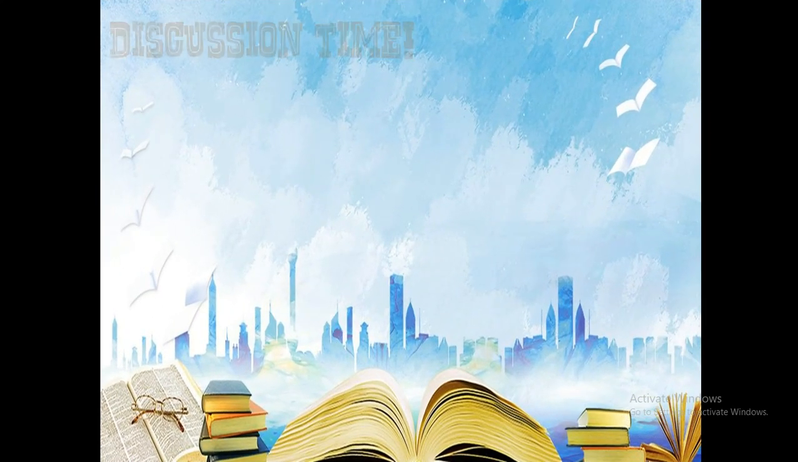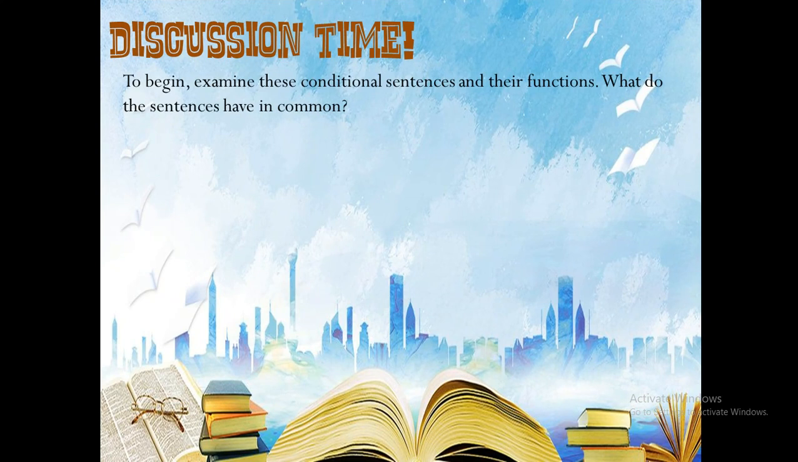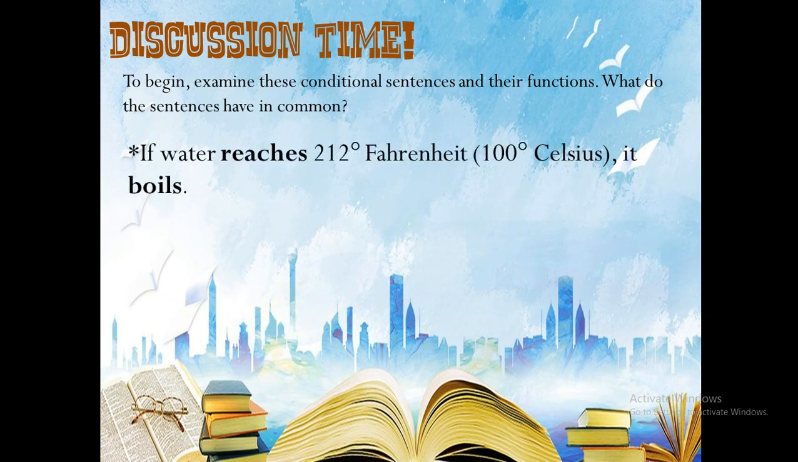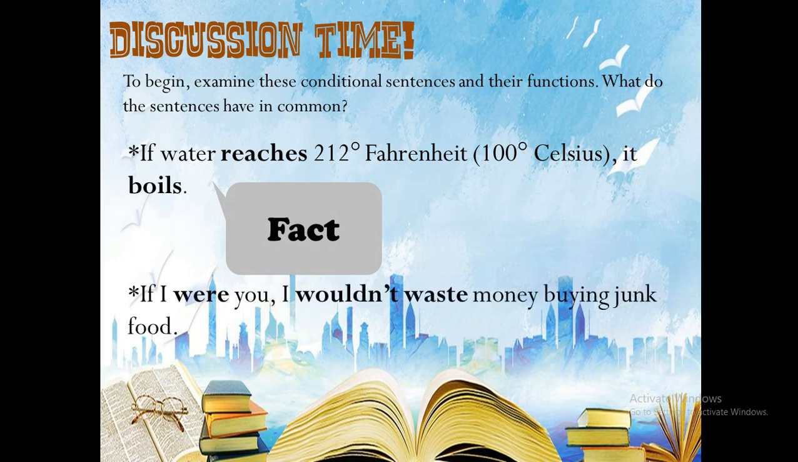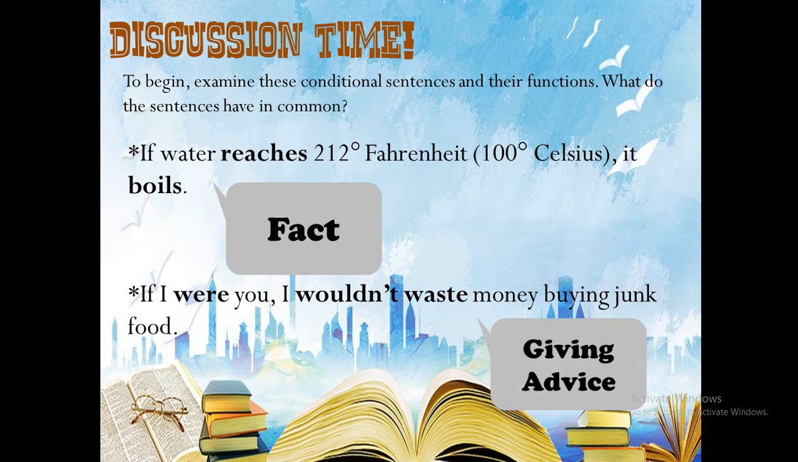Now, in this particular slide, to begin, examine these conditional sentences and their functions. What do the sentences have in common? The first example would be, if water reaches 212 degrees Fahrenheit or 100 degrees Celsius, it boils. This would be a fact. If I were you, I wouldn't waste money buying junk food. This would be giving advice, because you are just giving advice to someone. It also depends upon them if they will accept that or not.